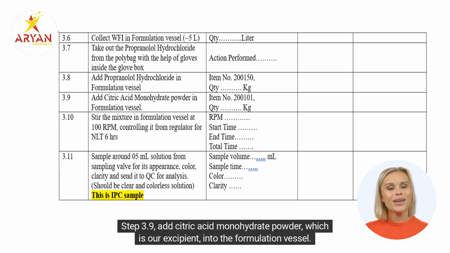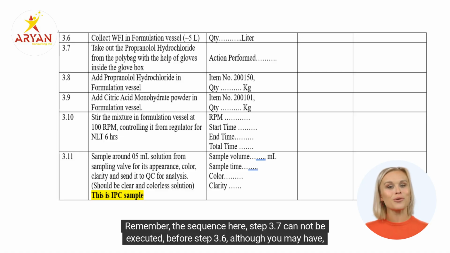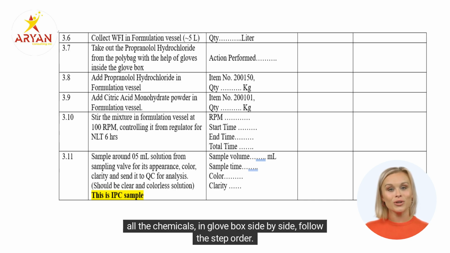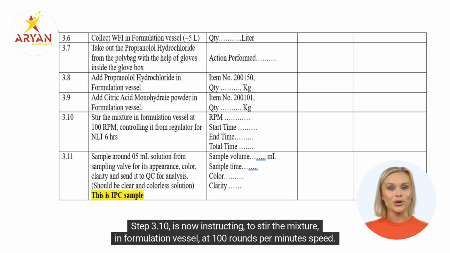Step 3.9. Add citric acid monohydrate powder, which is our excipient, into the formulation vessel. Remember the sequence here: step 3.7 cannot be executed before step 3.6. Although you may have all the chemicals in the glove box side by side, follow the step order. Step 3.10 is now instructing to stir the mixture in the formulation vessel at 100 rounds per minute speed.